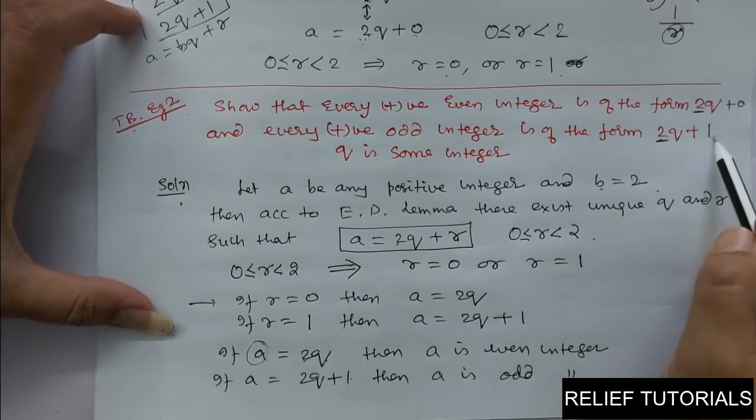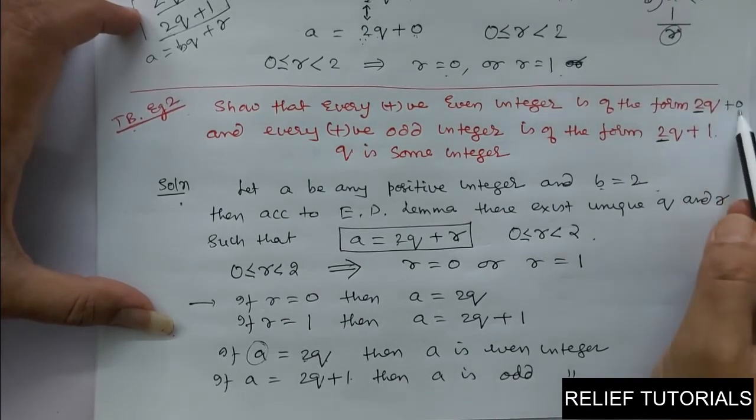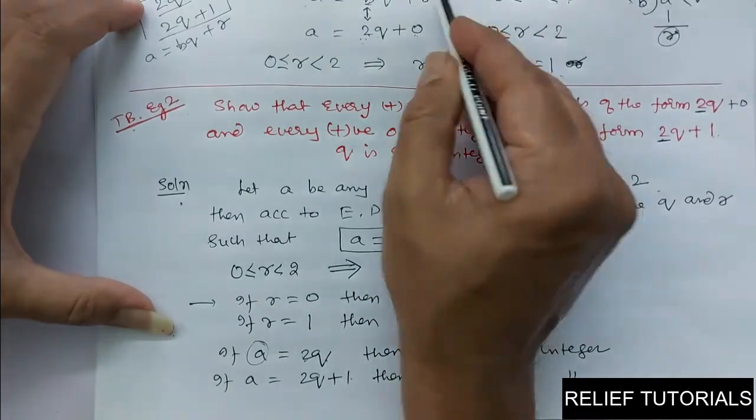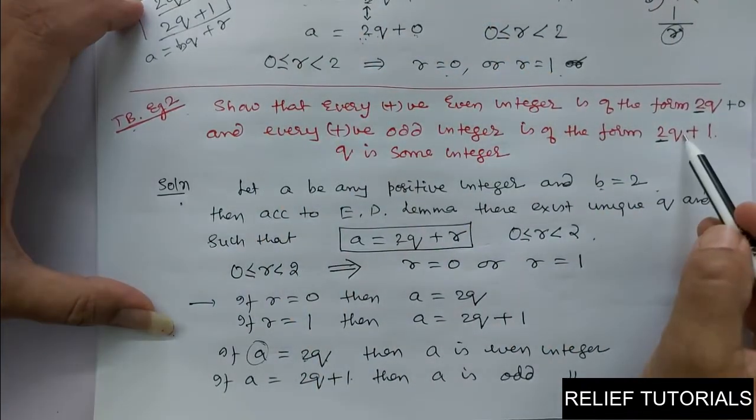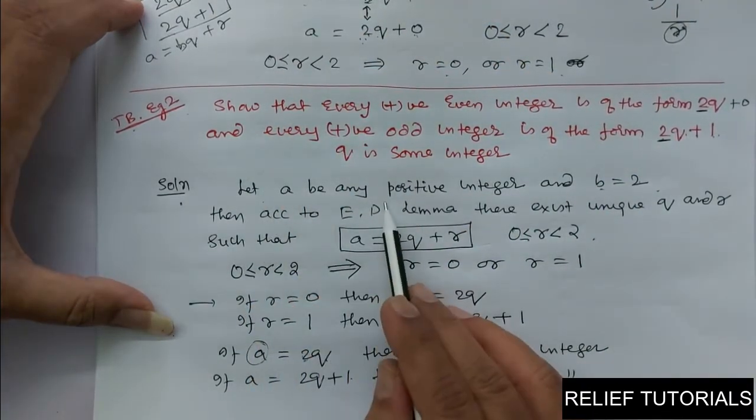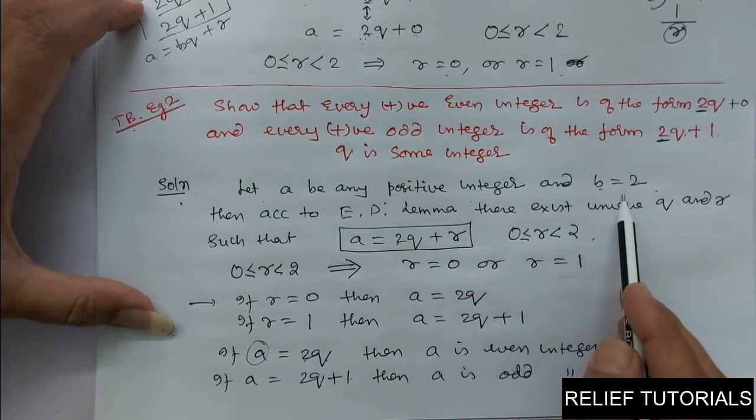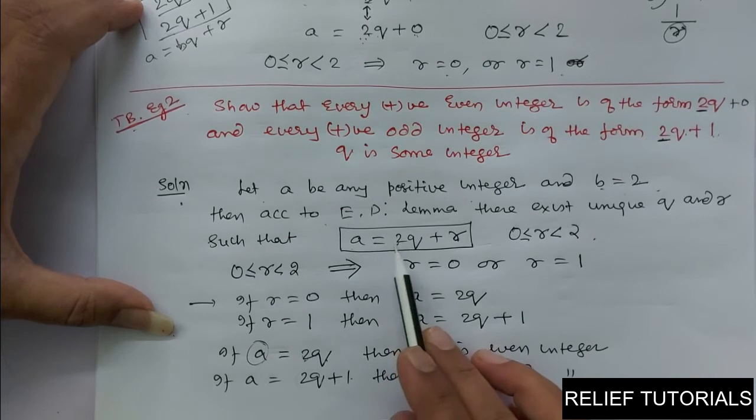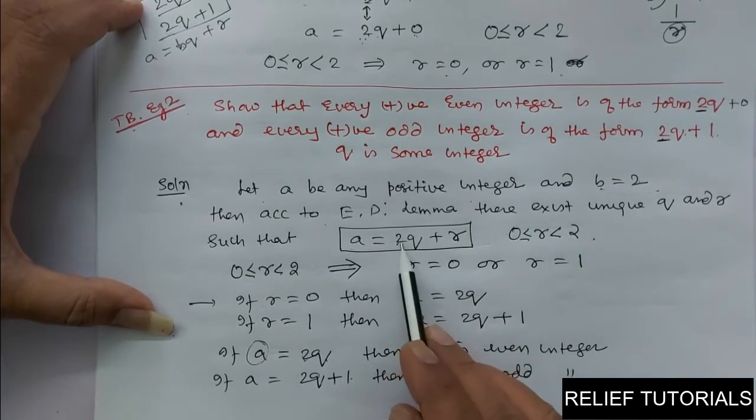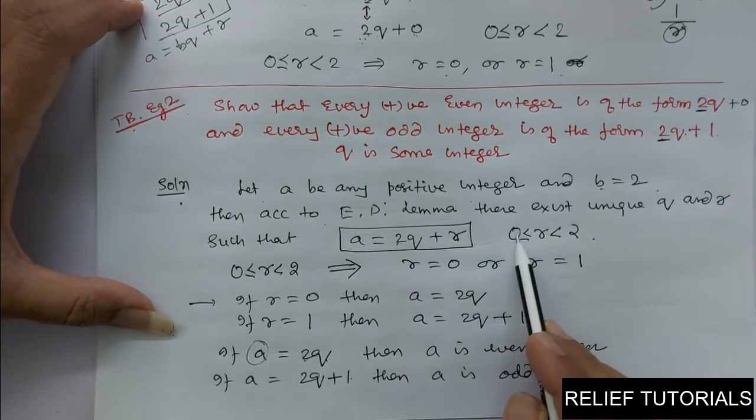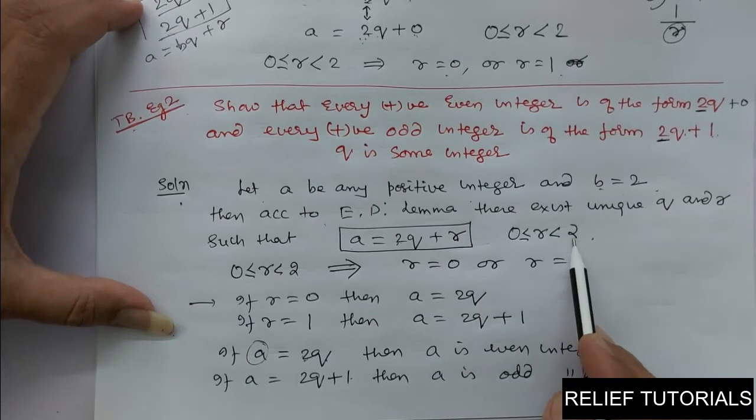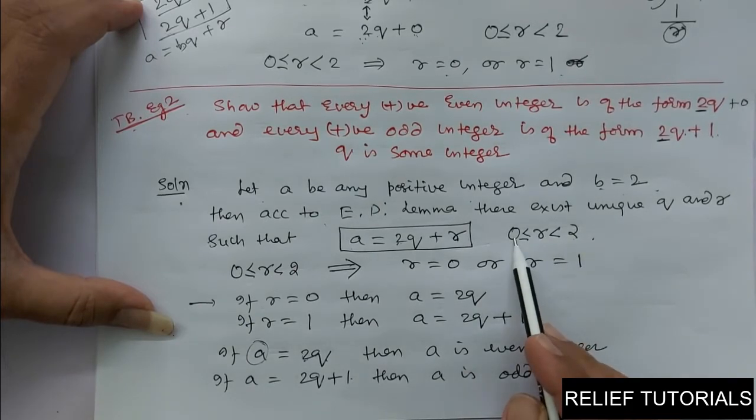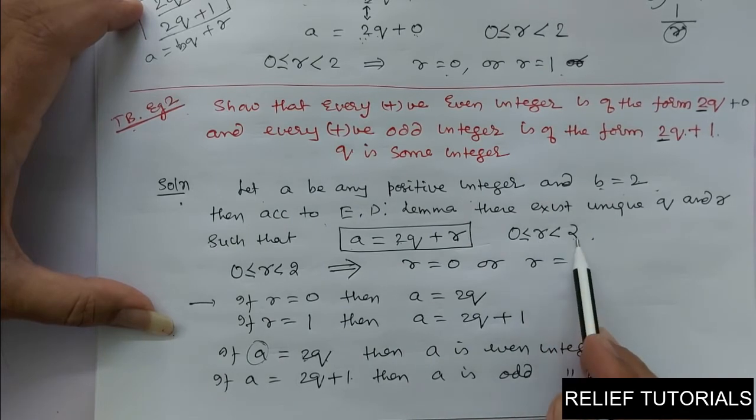2q plus 0, 2q plus 1 means a equal to bq plus r. You remember this: a is equal to bq plus r. So b is equal to 2. So we suppose let a be any positive integer and b is equal to 2. Then according to Euclid division lemma, there exist q and r such that a is equal to bq plus r, but b is 2. And r is greater than or equal to 0 and less than b. b means 2, so r is 0 or 1. It will not be 2 because r is less than 2.